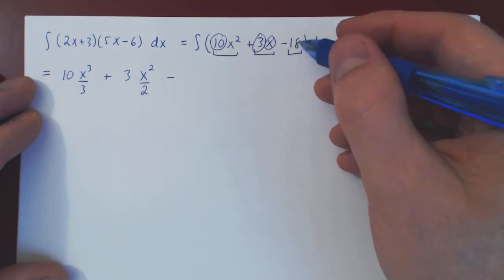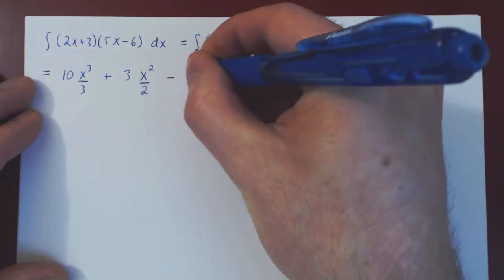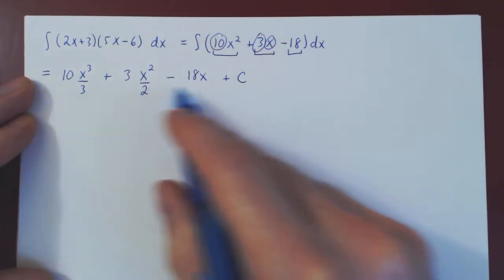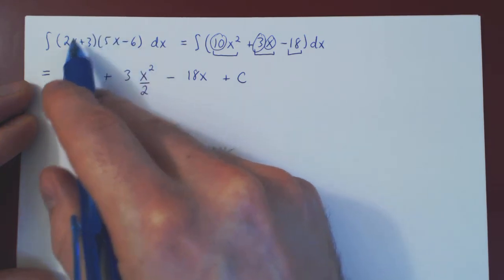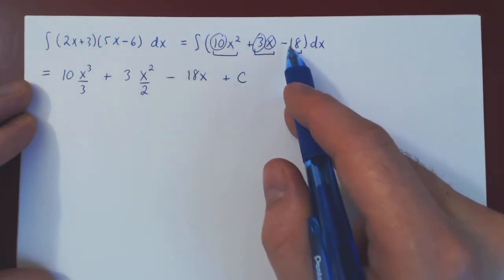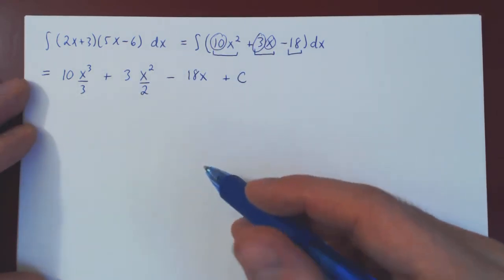And if you think of it, well, what function has derivative 18? It's 18x, of course. And we add plus c. So there you have it. Just by multiplying out the expression, we were able to have a sum, difference of functions, and then we could use our properties to find the antiderivative.